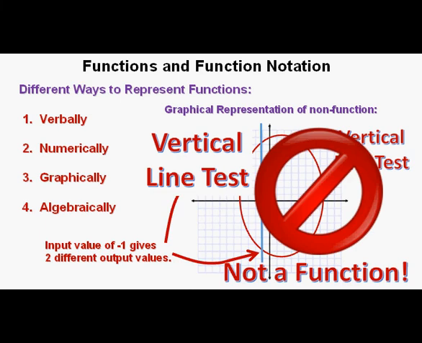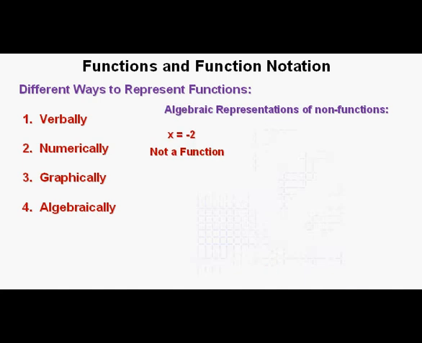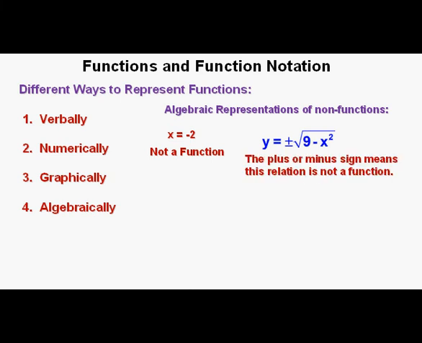This equation, x equals -2, is not a function. An x equals equation is the equation of a vertical line and is therefore not a function because it fails the vertical line test. Here's another example of an equation of a non-function, and this is the equation of a circle. y equals plus or minus the square root of quantity 9 minus x squared. The plus or minus gives this equation away as a non-function.